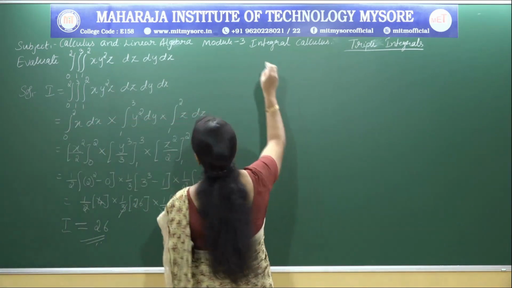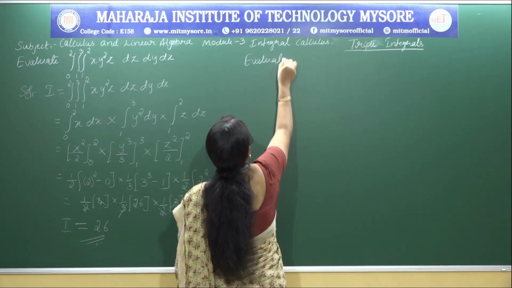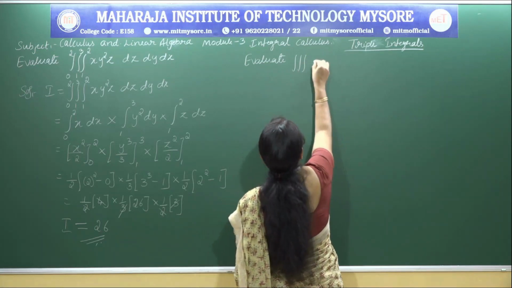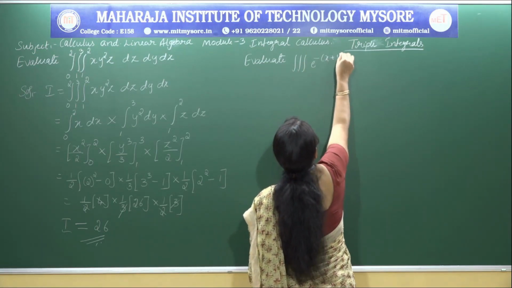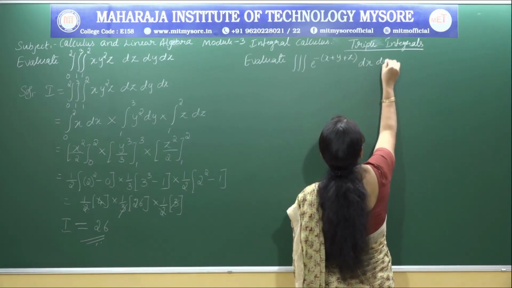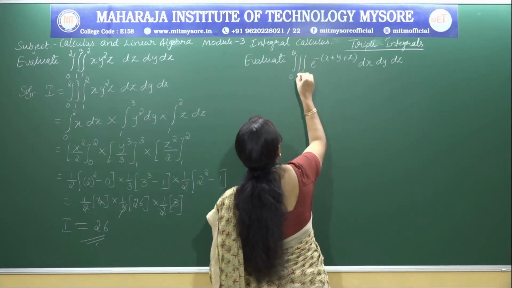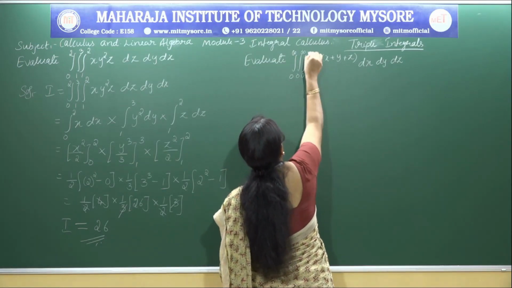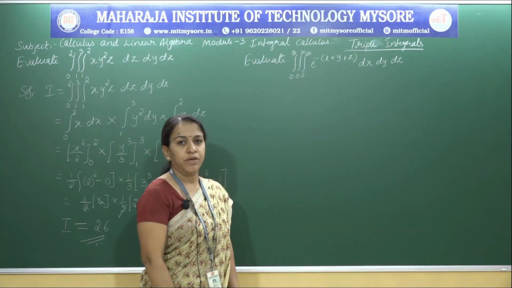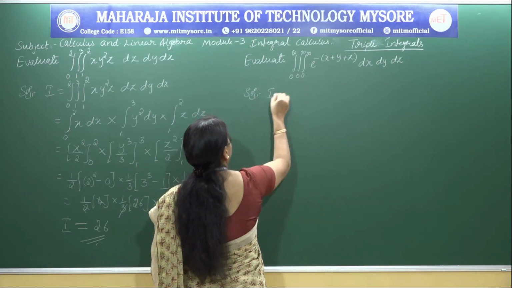Now solve the second one. Evaluate the triple integral of e to the power of minus of x plus y plus z dx dy dz between the limits 0 to infinity, 0 to infinity and 0 to infinity. All the limits are between 0 to infinity. So consider the given integral as I.